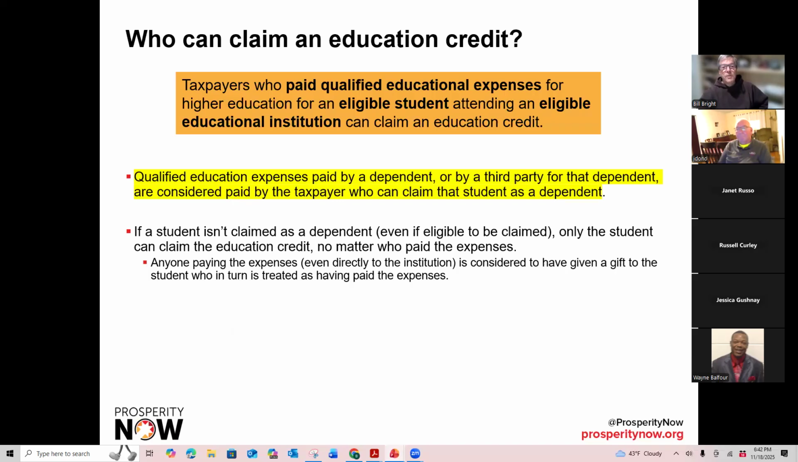Who can claim the education credit? Taxpayers who paid the qualified education expenses for higher education at an eligible institution can claim the credit. Qualified education expenses paid by a dependent or by a third party for that dependent are considered paid by the taxpayer who can claim that student as a dependent. That would be, for instance, the institution that they got the student loans from. So the bank sent it. Well, it's really I that sent it. Whoever, wherever that money came from, in reality, I'm on the hook for it one way or the other.